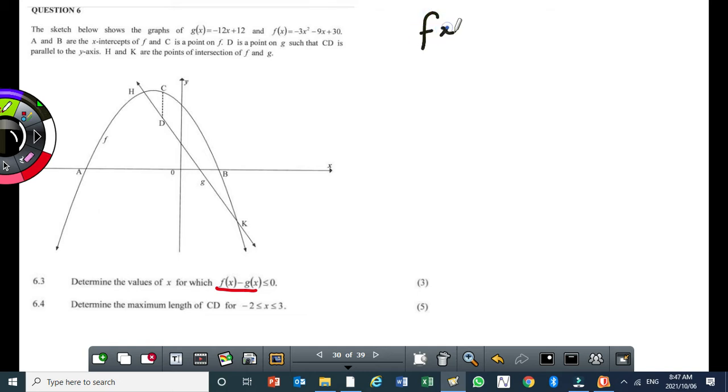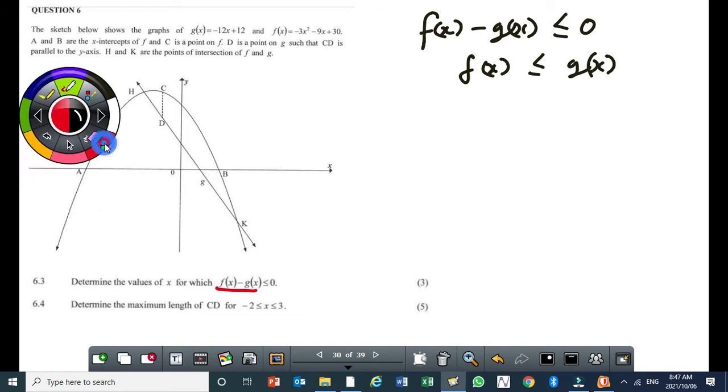f of x minus g of x is less than or equal to 0. I can write this as f of x is less than or equal to g of x, if I take the minus g of x to the right hand side of the inequality sign. Now it becomes better. If you can work with it like this, okay? The second format is much easier than the first one, but you have to know that the two are the same.